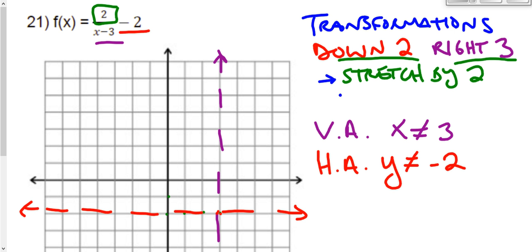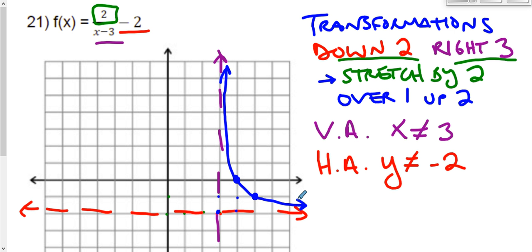The stretch is going to move us over 1 and up 2 instead of over 1 and up 1. So from the place where my asymptotes intersect, I will move over 1 and up 2. That is the first point on my graph. Again, if you want to also move up 1 and over 2, you can do that as well to get a more accurate representation. Our graph will try to get toward the asymptotes without ever actually reaching.